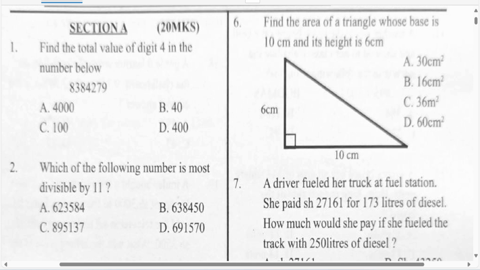So the first question: find the total value of digit 4 in the number below. So if you look here, where is the 4? The place value of the 4 is 1000. The simplest way, you just take 4 times 1000 and you get 4000. Another way maybe is to take 4 and add 0, 0, 0. So basically that is your answer.